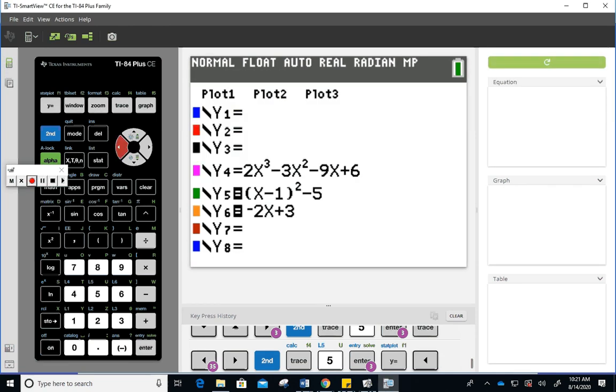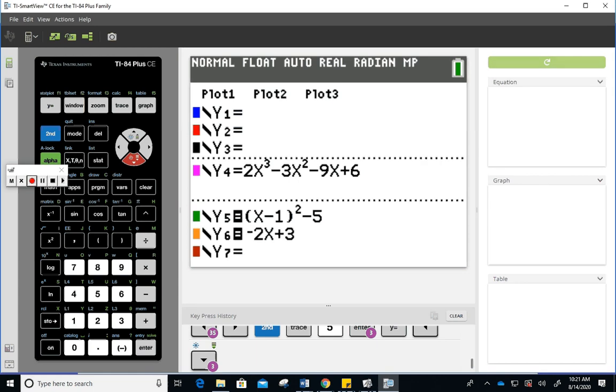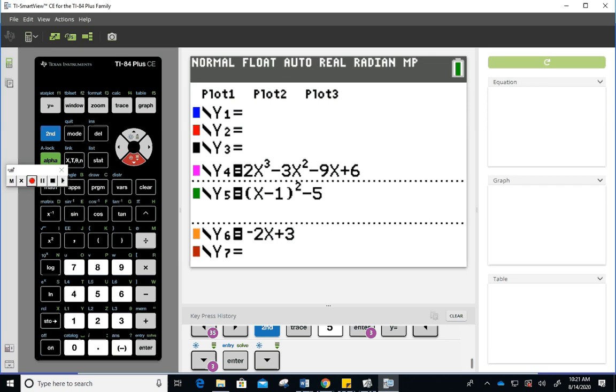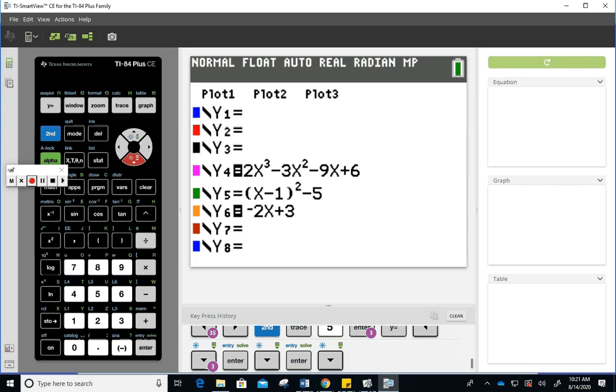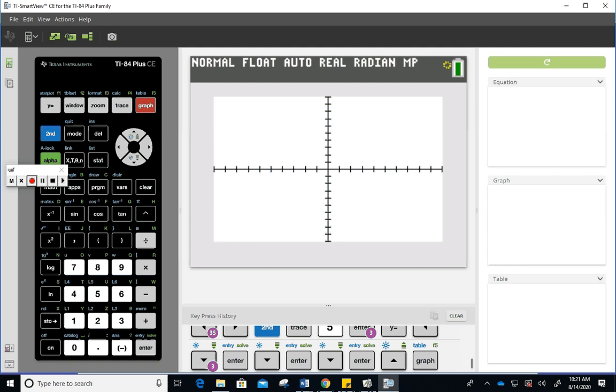So what I need to do is I'm going to go down and I'm going to highlight that equal sign so it turns that equation on. I'm going to de-highlight my bottom two equations. So now I've only got the one graph turned on. I should still be in Zoom 6, so I'm not going to change it.